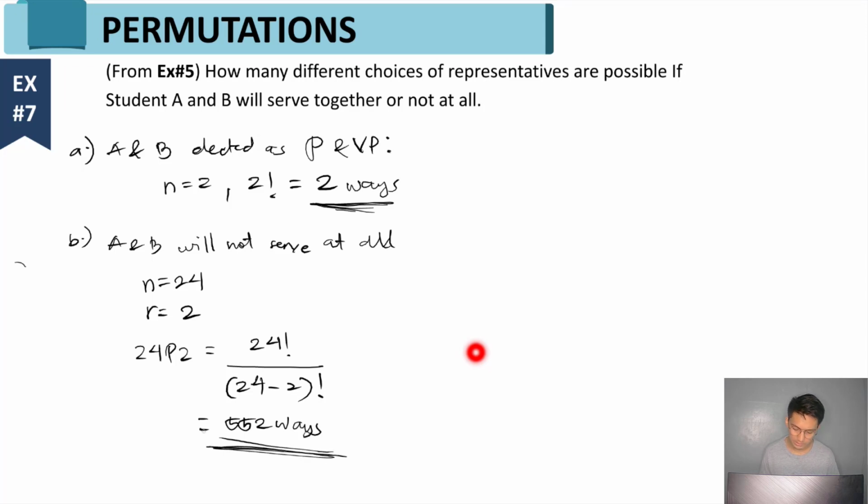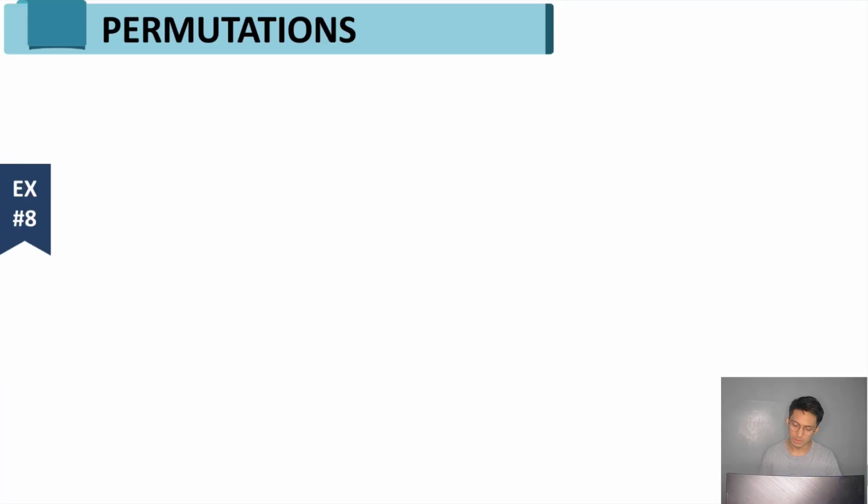Pero, this is not the final answer yet. Kasi, for example number 7, we have to consider the 2 situations. So, ang gagawin natin, pagsasamahin lang natin is either situation A or situation B. So, pagsasamahin natin, total number of ways. We have 552 plus 2 is equal to 554 total number of ways.